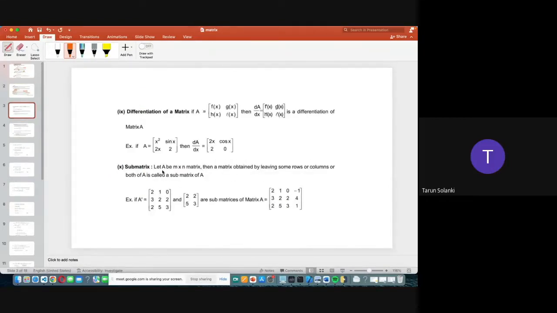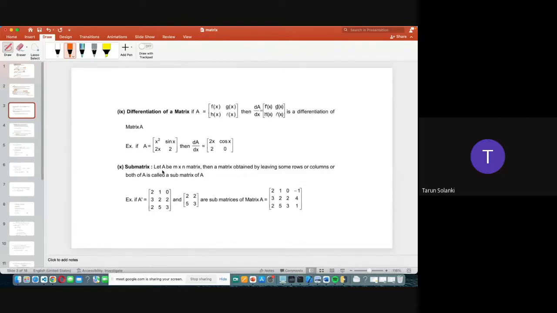Next is differentiation of a matrix. So if f(x), g(x), h(x), and l(x) are the entries, then we need to differentiate the given matrix. So dA/dx becomes f'(x), g'(x), h'(x), and l'(x). So this is differentiation of a matrix.